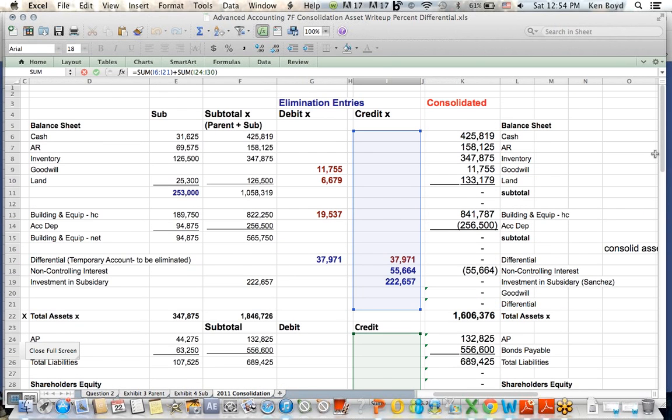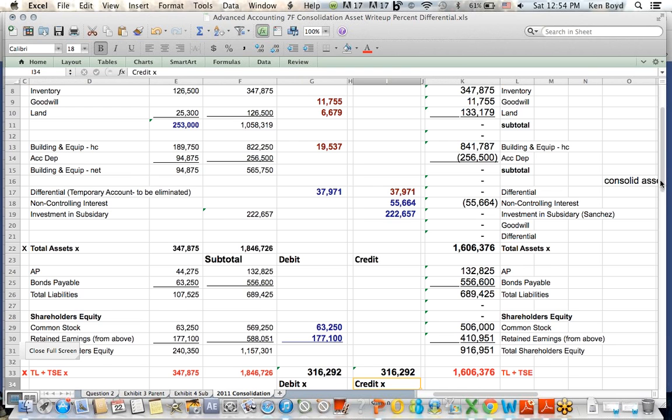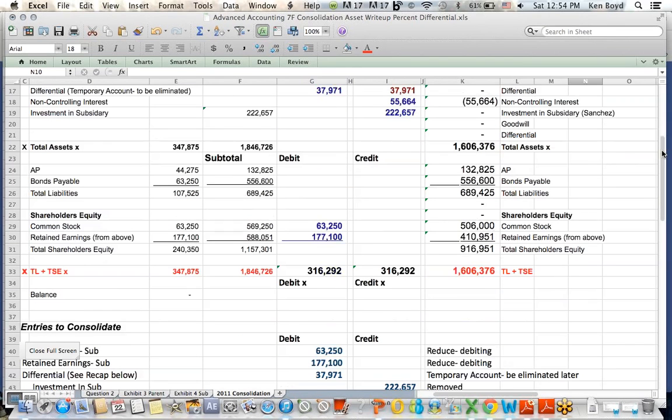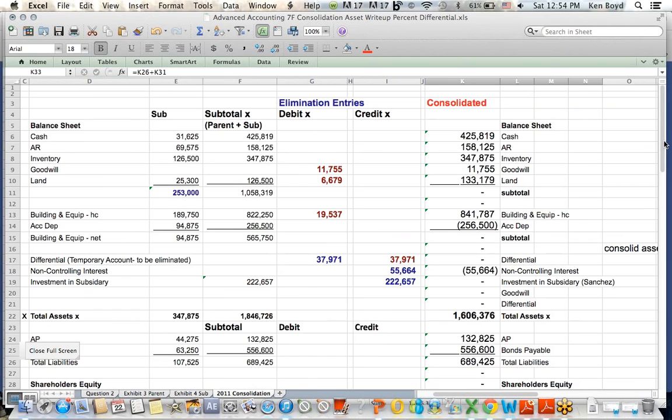And you'll notice that I didn't carry over these subtotals because I think that causes confusion in my formula. I just carried across balances, and you'll see that here at the bottom, that assets equals liabilities plus equity, and I know I've got a consolidated balance that works. So those were the elimination entries and the consolidated balance for the parent and the sub. That's as far as we'll get today.